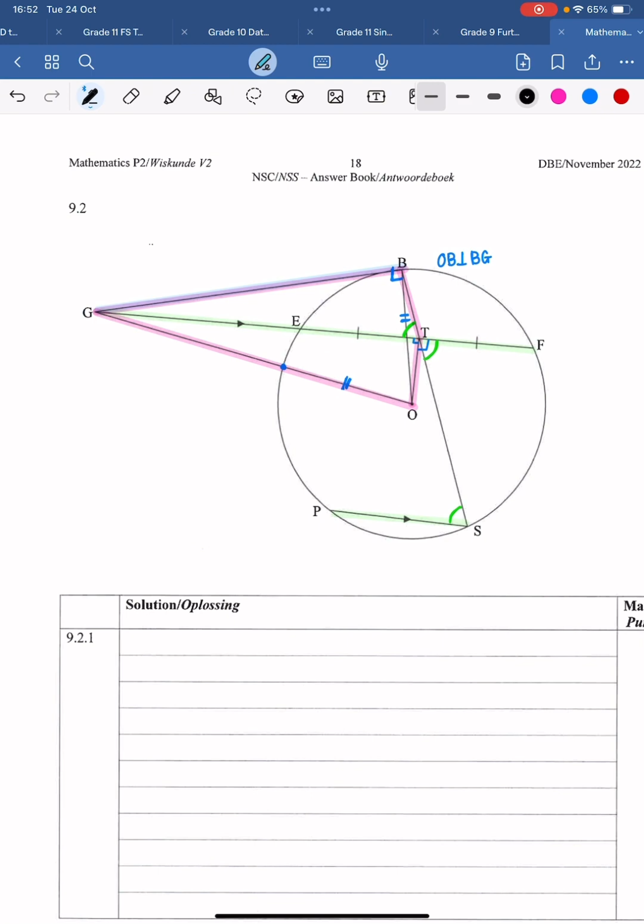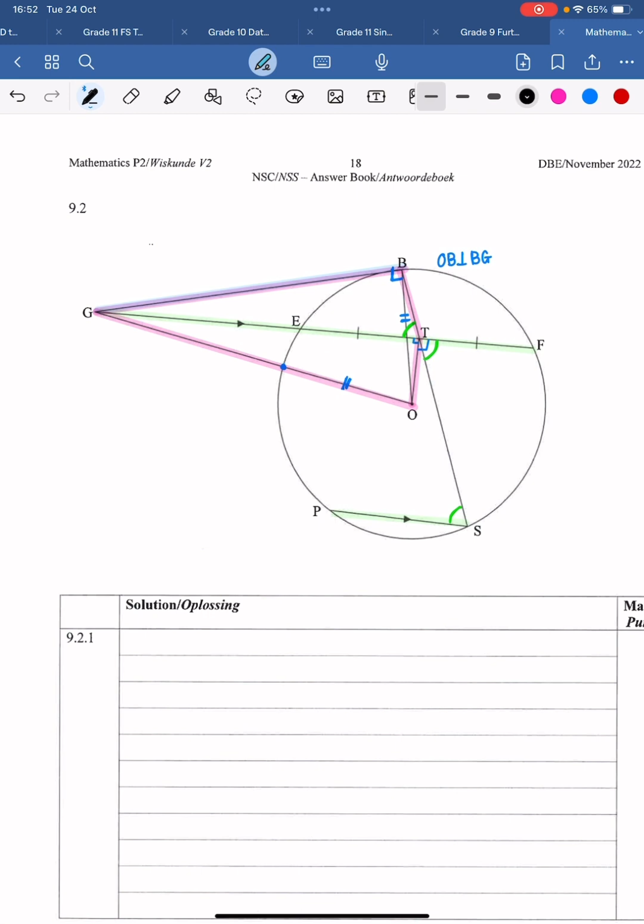So you could either say that GTB is equal to PST because of corresponding angles, or you could say these two are equal because of alternate angles and then because of vertically opposite. Yes, absolutely. That is correct.